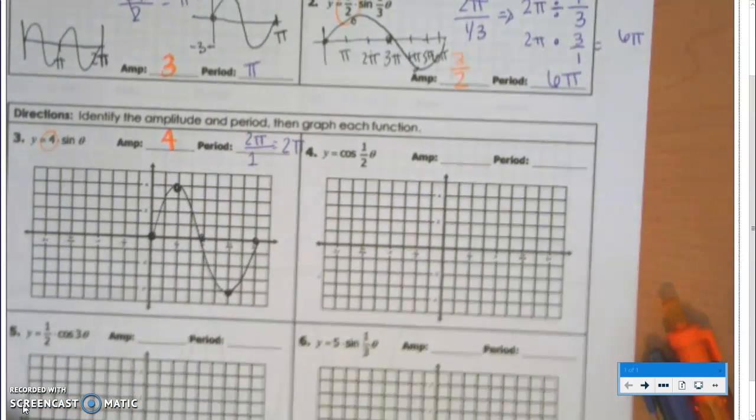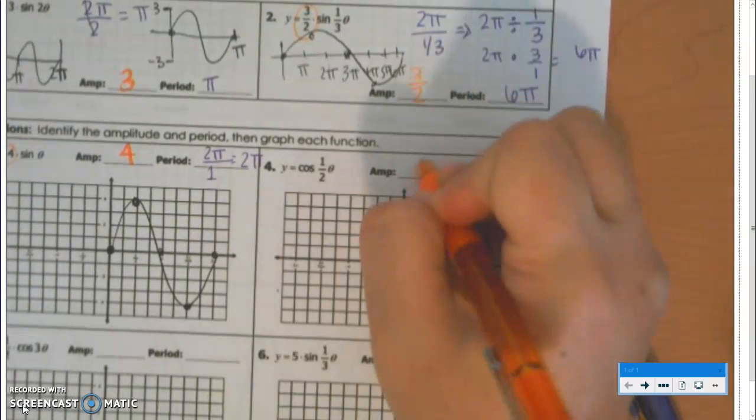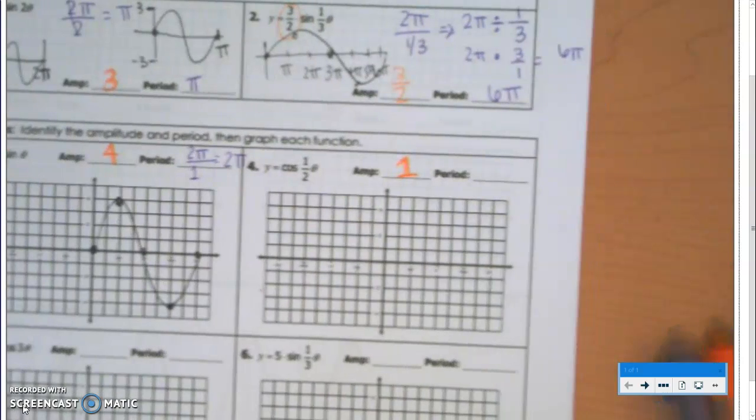All right, number 4, what's the amplitude? Amplitude is the number in front. The number in front is 1. Period.